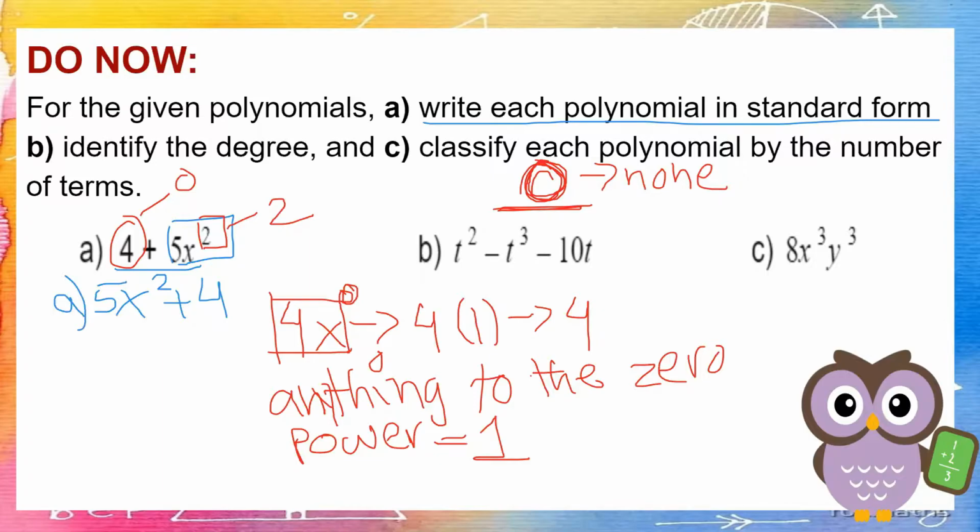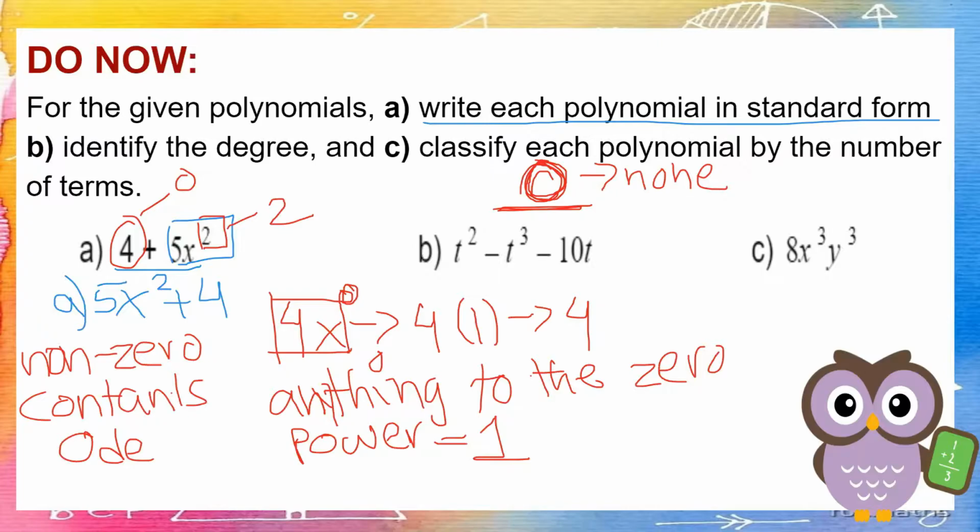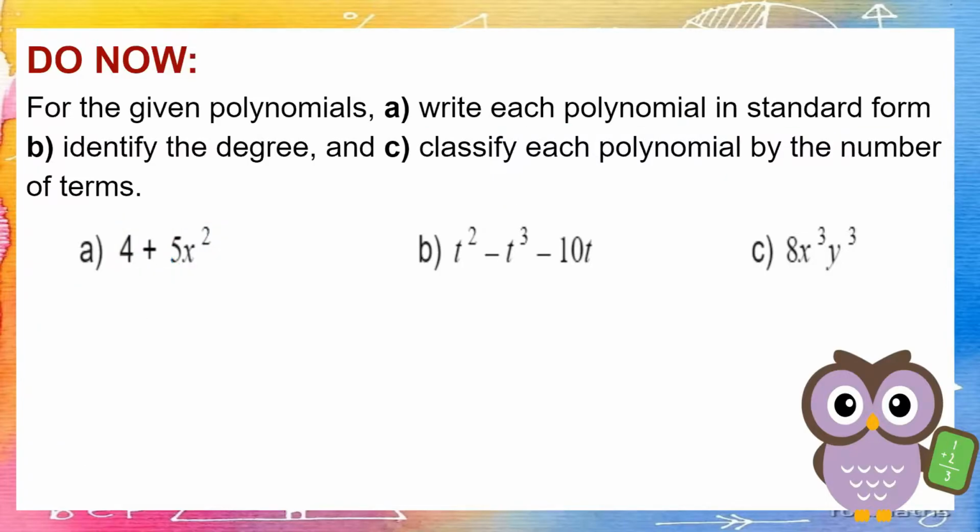So all the non-zero constants, I'm going to write here, non-zero constants, have a degree of 0. But if it is 0, then it does not have a degree. It's just none, plain none, nothing, okay? So for this 4 right here, this has a degree of 0, and 5x squared has a degree of 2. Which one is greater? 2, right? So we put the 5x squared in front, plus 4.